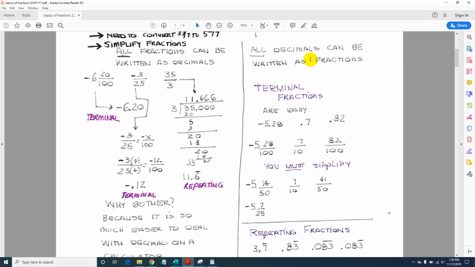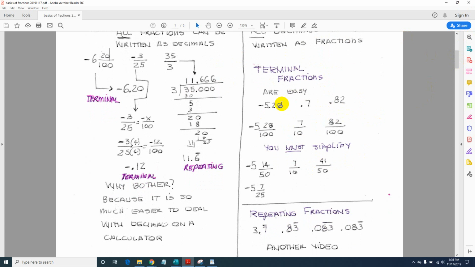Okay, now, you have to go the other way too. All decimals can be written as fractions. So if they give you a decimal, and you have to write it as a fraction, you have to know how to do that. Now, if it is a terminating decimal, you are a lucky person, because a terminating decimal is really easy to convert to a fraction.